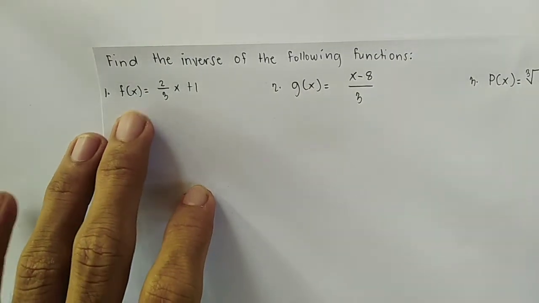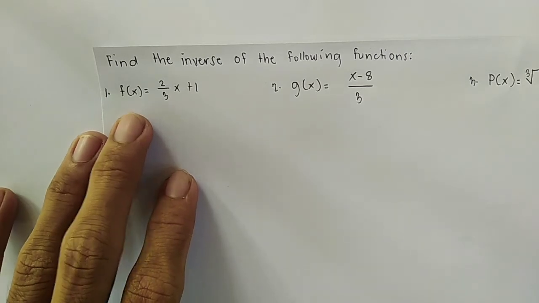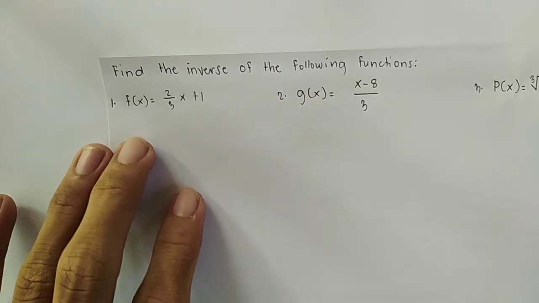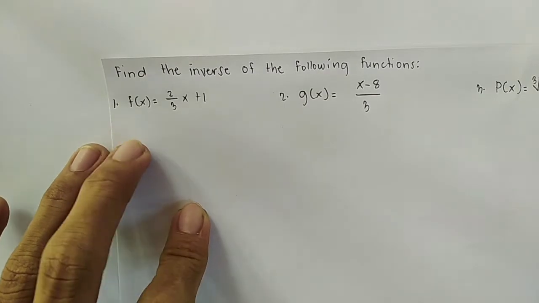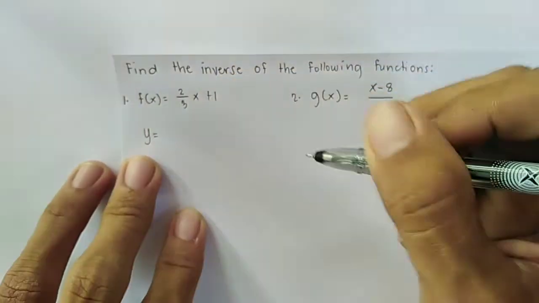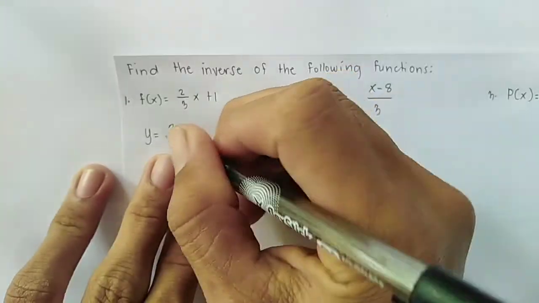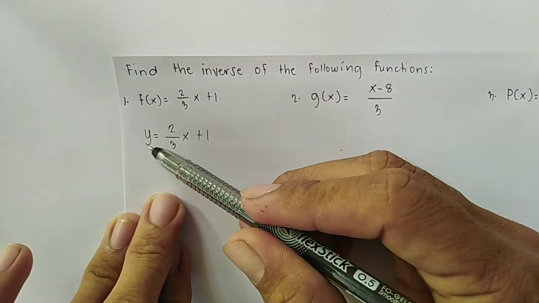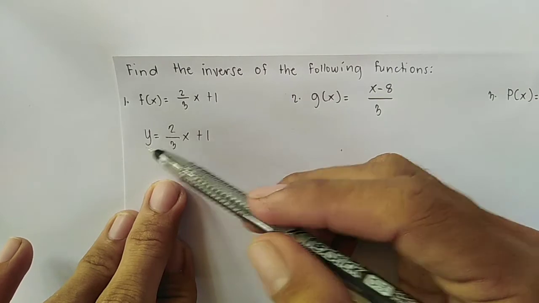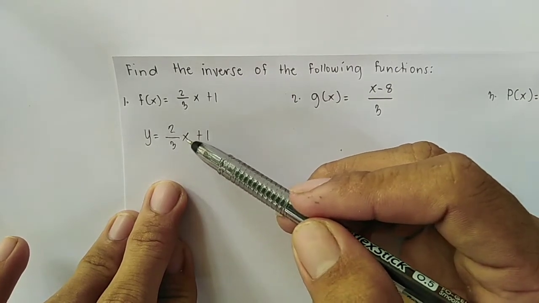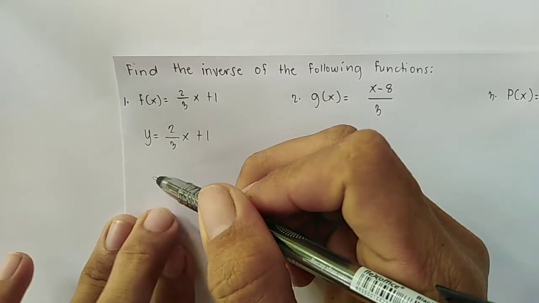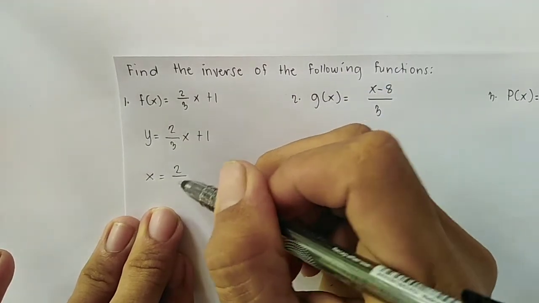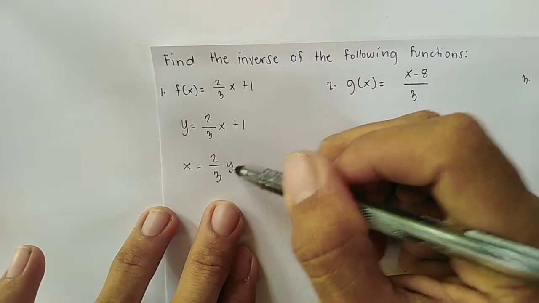The first step is we have to change the functional notation into y, and simplify afterwards. So we have here f of x, and we change this f of x to y, so it will become y is equal to 2/3 x plus 1. Afterwards, interchange y and x, in which y becomes our x and x becomes our y respectively. So interchanging x and y, it becomes x is equal to 2/3 y plus 1.